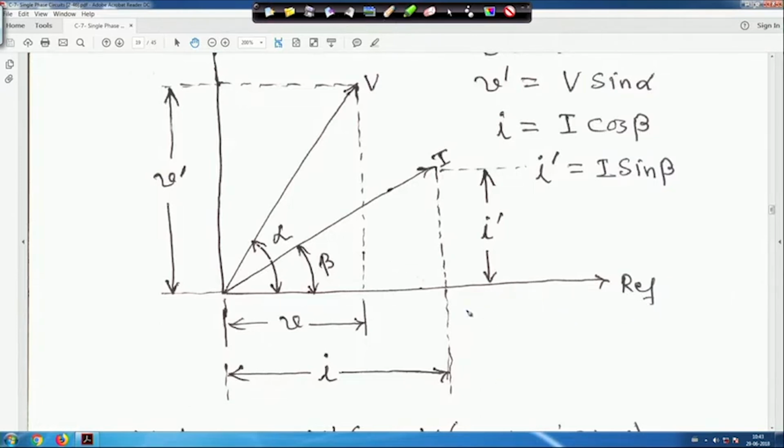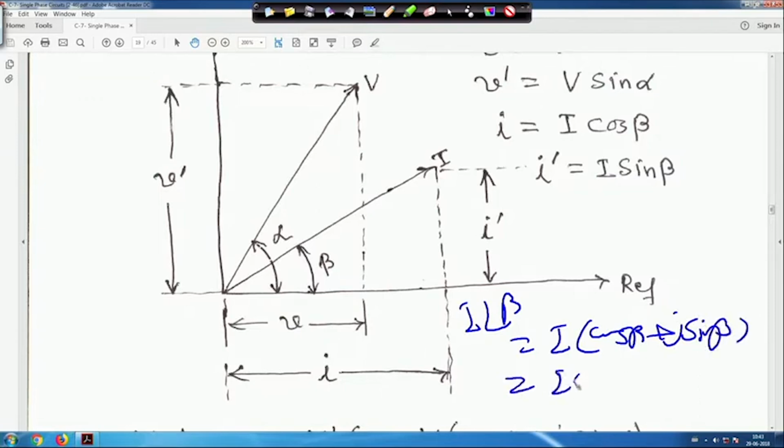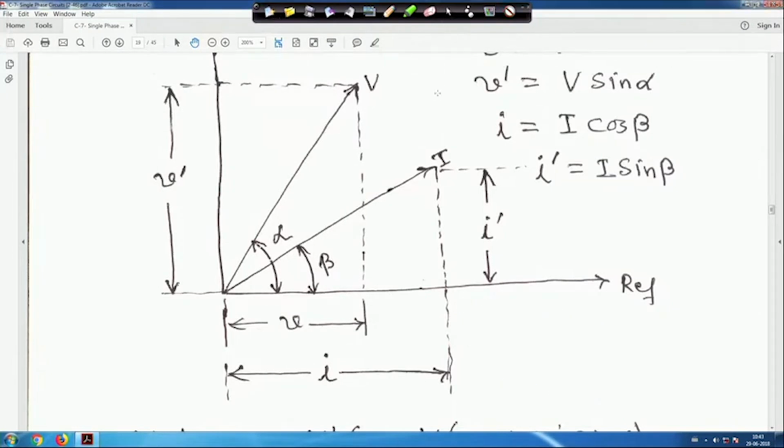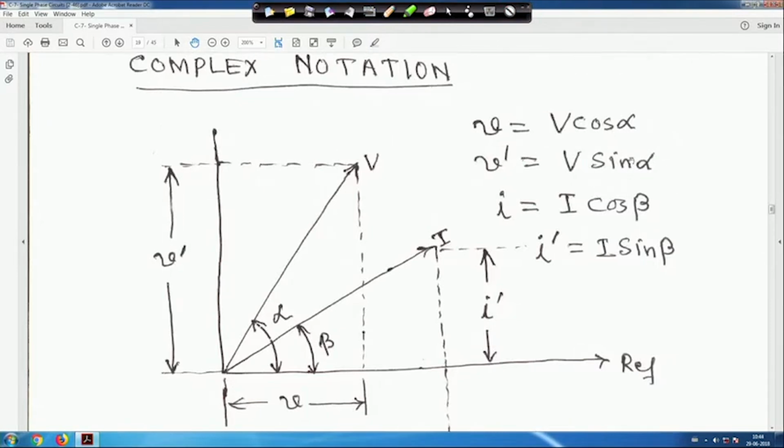Similarly, for current it is I angle beta, that is I cos beta plus j I sin beta. This is I angle beta. So, V is equal to capital V cos alpha, V dash is equal to capital V sin alpha, I is equal to capital I cos beta, and I dash is equal to capital I sin beta.